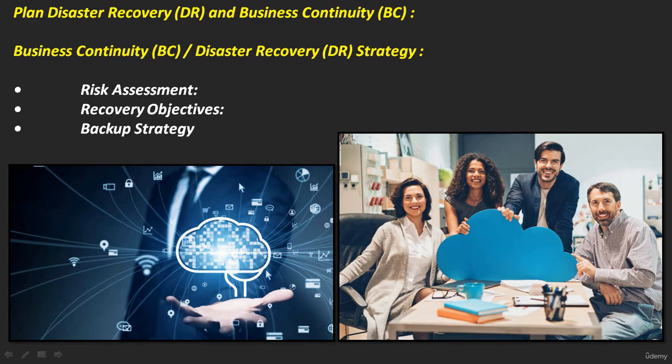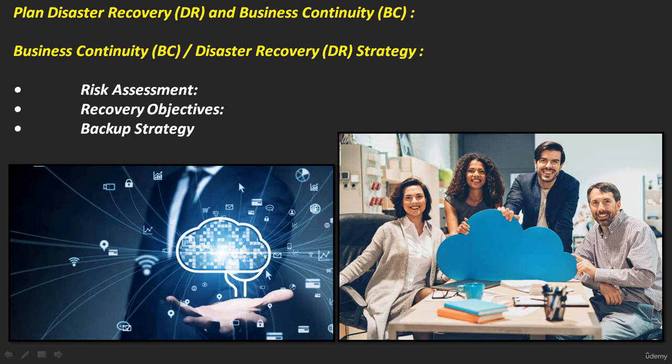So what are disaster recovery, DR, and business continuity, BC? A robust BC or DR plan, disaster recovery and business continuity, is an essential strategy to ensure an organization's survival in the face of unexpected events. Some key elements of this strategy start with risk assessment. We need to identify the potential risks and assess their impact on the organization. This should cover natural disasters, cyber attacks, human errors, and much more.